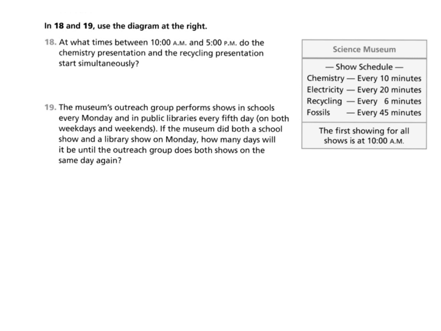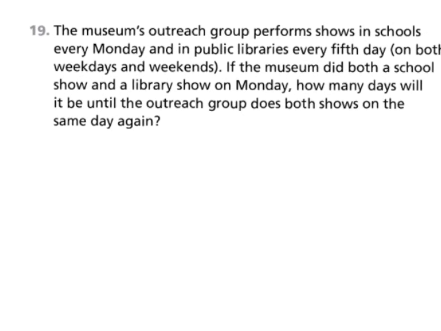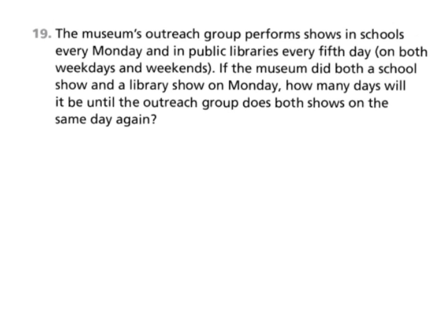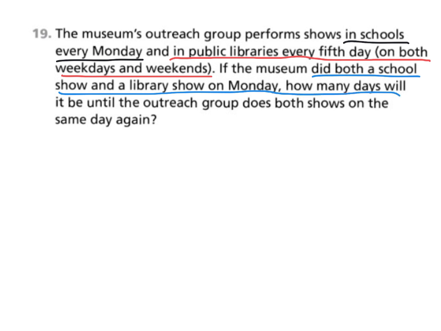Finally, if we look at number 19, we're looking at this diagram at the right for this problem. Museums Outreach Group performs shows in schools every Monday. Okay, so in schools every Monday. And public libraries every 5th day, both weekdays and weekends. If the museum did both a school show and a library show on Monday, how many days will it be until the outreach group does both shows on the same day again?